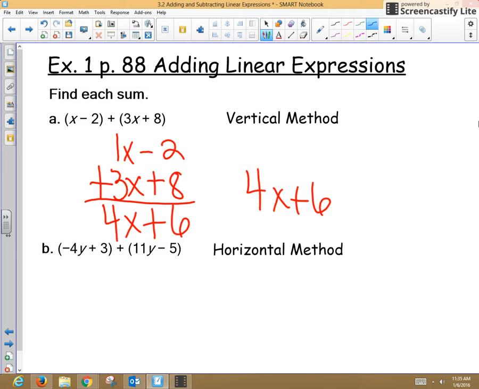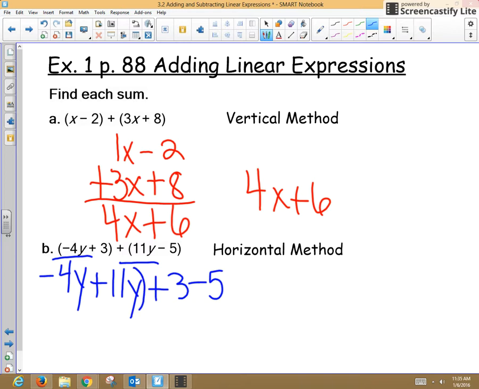Now, to do this using the horizontal method, since I cannot combine anything inside the parentheses, I'm going to rearrange the order using commutative property. I'm going to group the like terms together. So negative 4y plus 11y plus 3 minus 5. And I can add parentheses to show the like terms using the associative property.